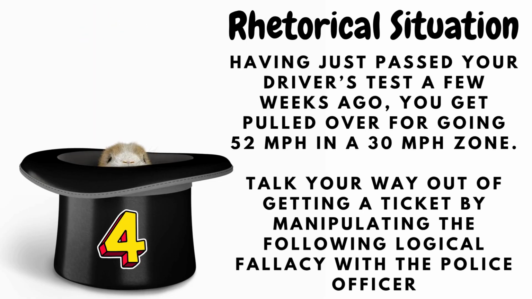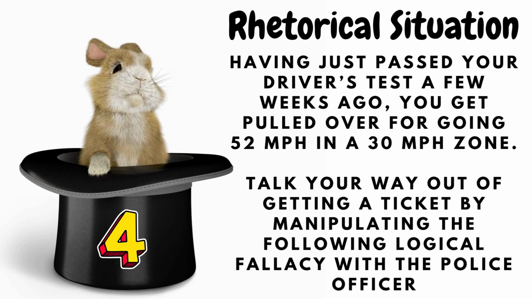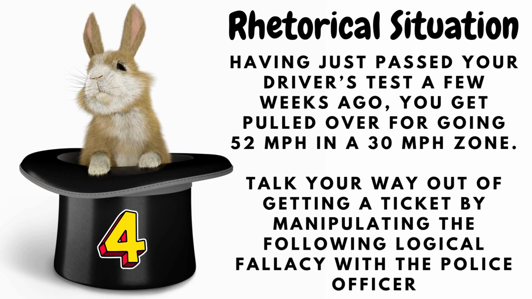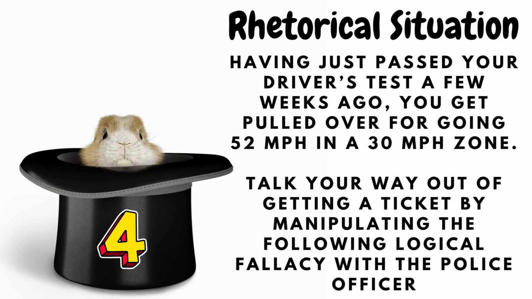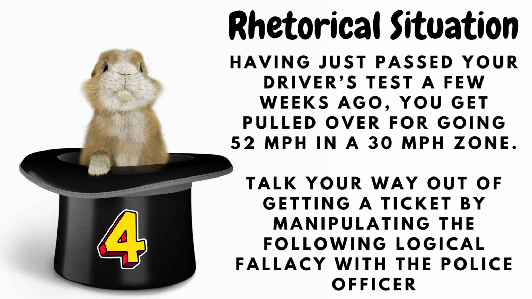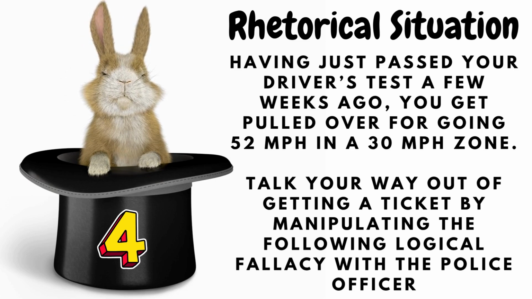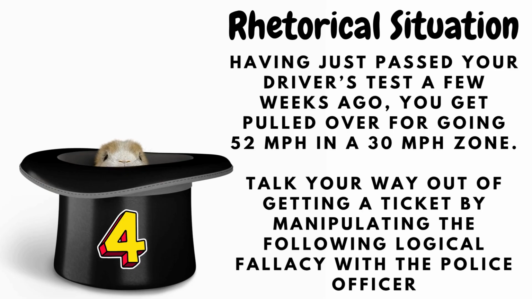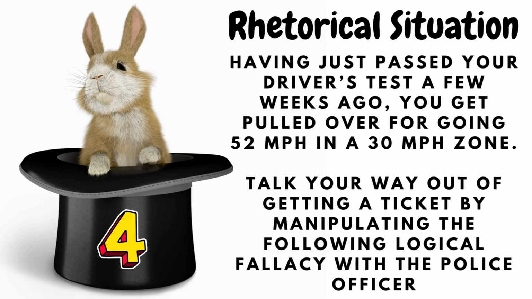Here is number 4. Having just passed your driver's test a few weeks ago, you get pulled over for going 52 miles per hour in a 30 mile per hour zone. Talk your way out of getting a ticket by manipulating the following logical fallacy with the police officer. So all the rhetorical situations are housed in teenage experiences. So I'm not asking them to go too far out of range. These are all like real life things that make sense to them and are concrete enough to them to role play.